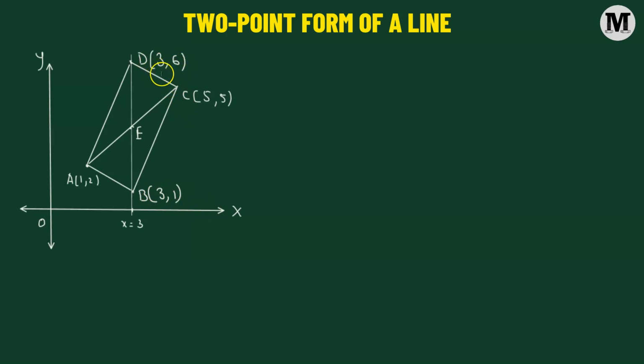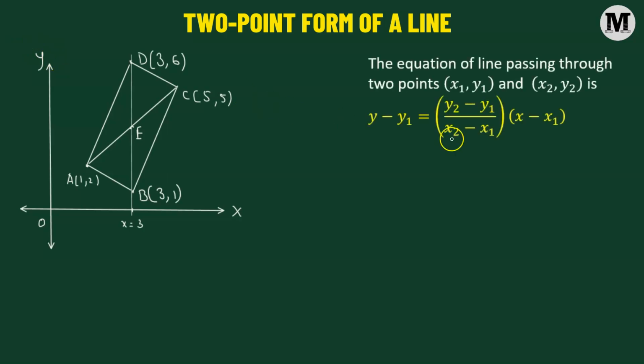So let's find out the equation of the sides of the rectangle. Now in order to find out the equation of the side, we'll start with AB. We need the coordinates of the endpoint, because we'll be using the 2-point form of a line. So let's quickly recap the 2-point form of a line. The equation of a line passing through 2 points x1, y1 and x2, y2 is given by the equation y minus y1 equals to difference of the y coordinate divided by the difference of the x coordinate whole multiplied to x minus x1. Okay, so let's use this.